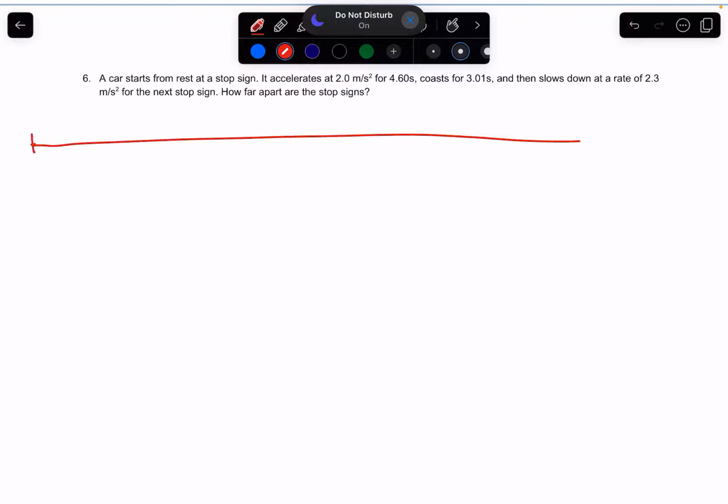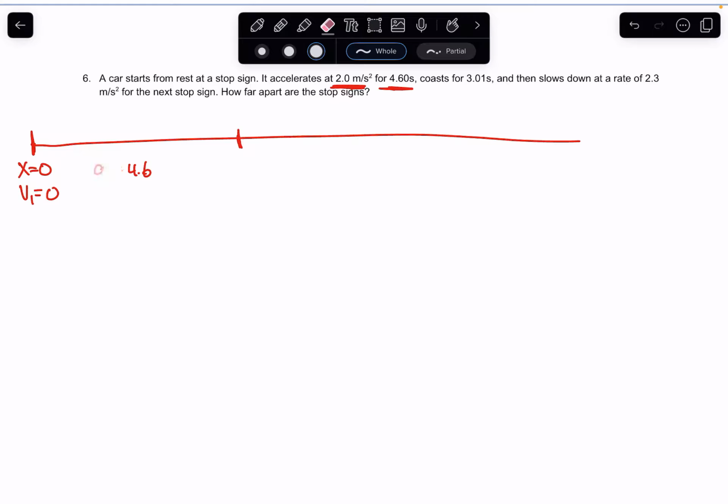He starts at rest. Let's call this at x equal to 0, and his velocity v1 is 0. And then over the first segment, he is going to accelerate for a given time. So he's going to accelerate. We're going to go a is 4.6. Oh, pardon me, that's not correct. That's not a. Erase this. a equals 2 meters per second squared, and t is 4.6 seconds.